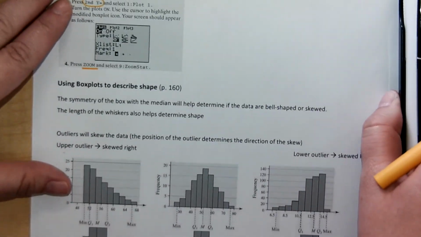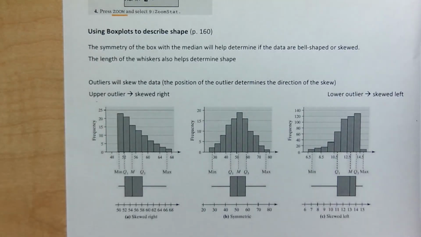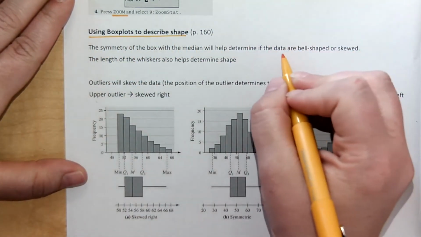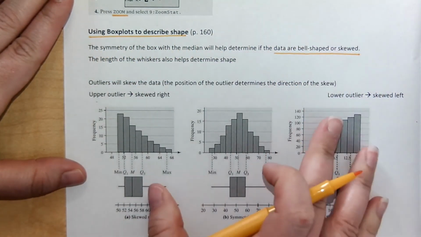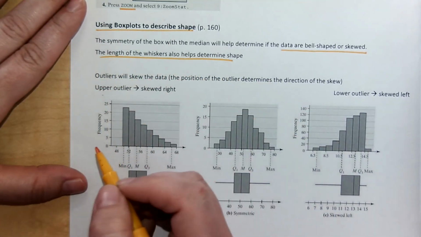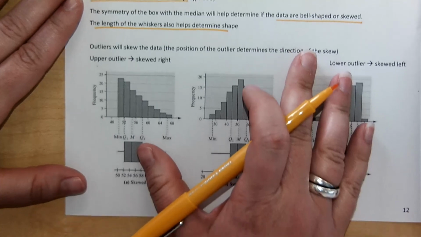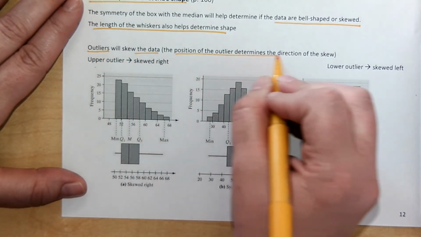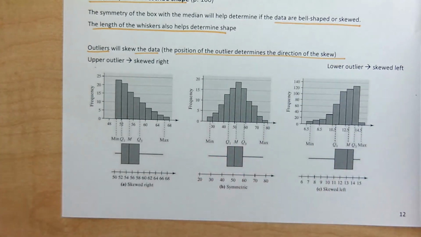Alright, so the video might cut me off to finish this up. Hopefully it will not. The symmetry of the box in a box plot with the median will help us determine if the data are bell-shaped or skewed. The length of the whiskers also helps us describe the shape. So the outliers will skew the data. The position of the outlier determines the direction of the skew.